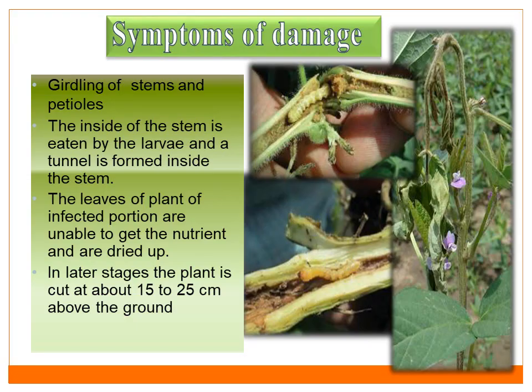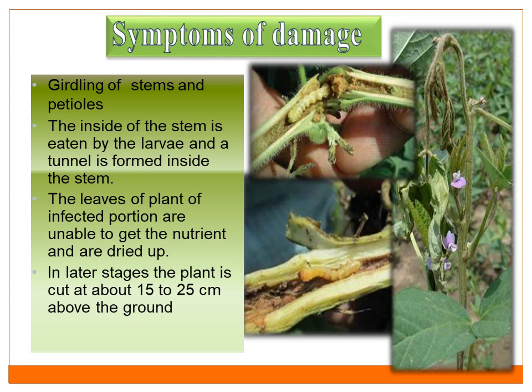The symptoms of damage: girdling of stems and petioles. The inside of the stem is eaten by the larvae and a tunnel is formed inside the stem. So you can see on the photo that the larva is inside the stem and has a tunnel in the stem. The incidence of girdle beetles is observed at the seedling stage. The presence of two circular cuts on the branch or stem is a characteristic symptom. Larvae bore into the stem of soybean. The inside of the stem is eaten by the larvae, forming tunnels within the stem.